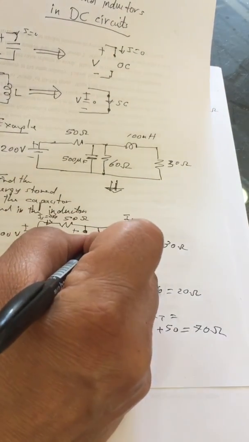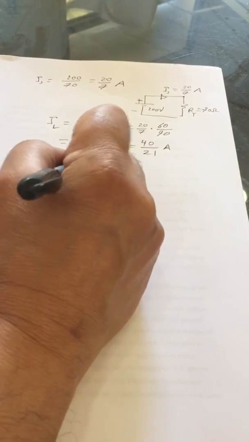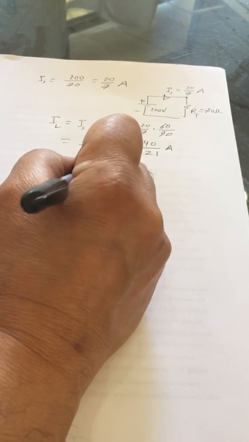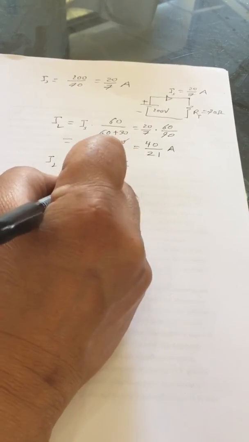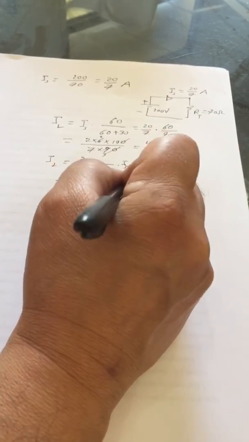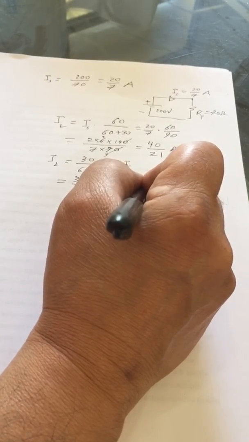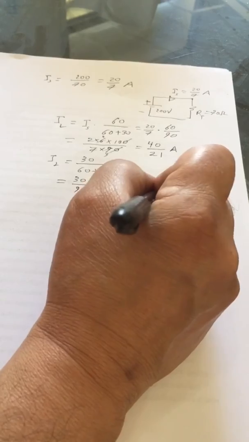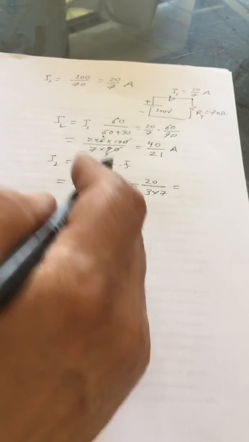We can also find the current in the 60 ohms resistance. Let's call it I2. So I2 is equal to 30 divided by 60 plus 30 times IS. So this will be 30 divided by 90 times IS, which is what? 20 divided by 7. So this will be 20 divided by 3 times 7. So it will be 3 here.